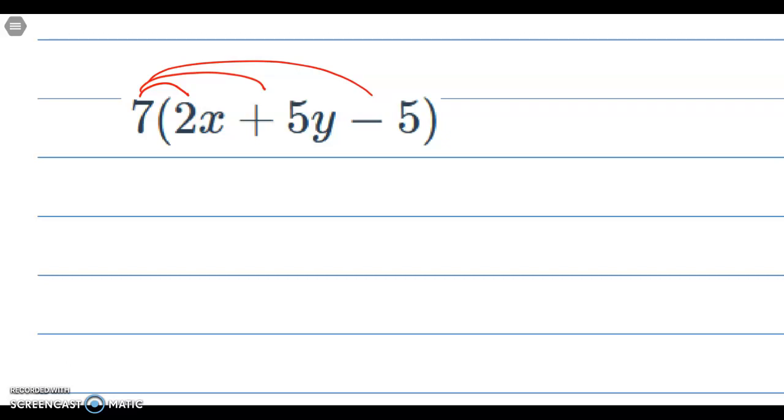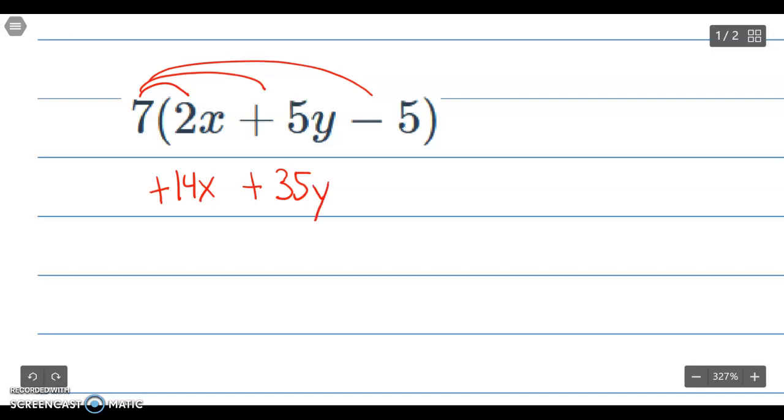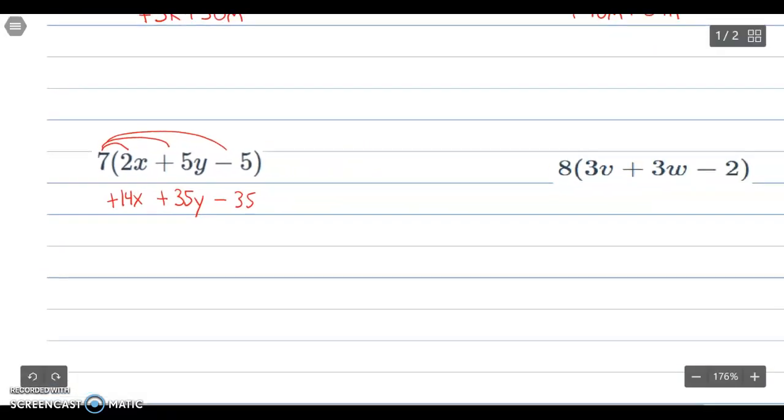On this one, positive times a positive is a positive, and then 7 times 2 is 14, and bring down the x. Then positive times a positive is a positive, and 7 times 5 is 35. And then positive times a negative is a negative, and 7 times 5 again is 35. Make sure you bring down the variable if it has one. And that's it. All right, go ahead, pause the video here and see if you can get this last one.